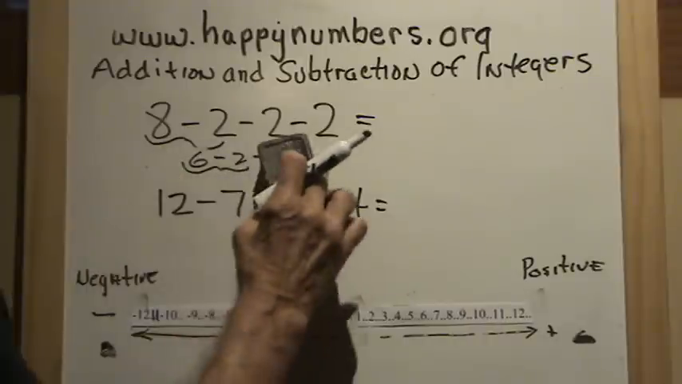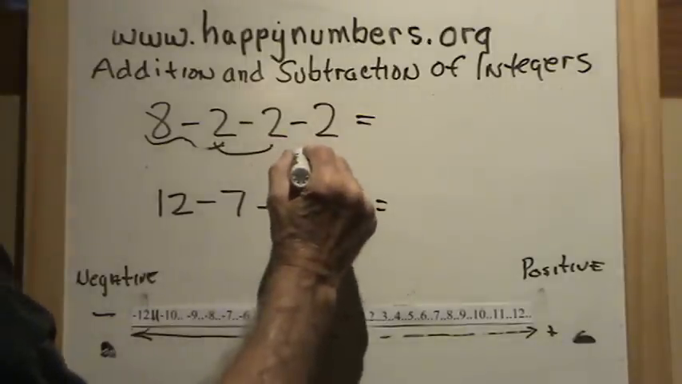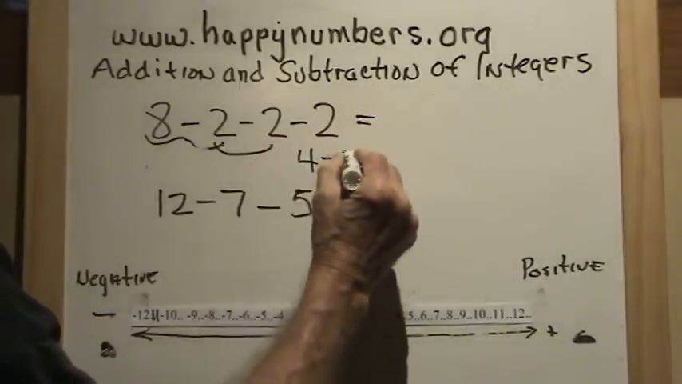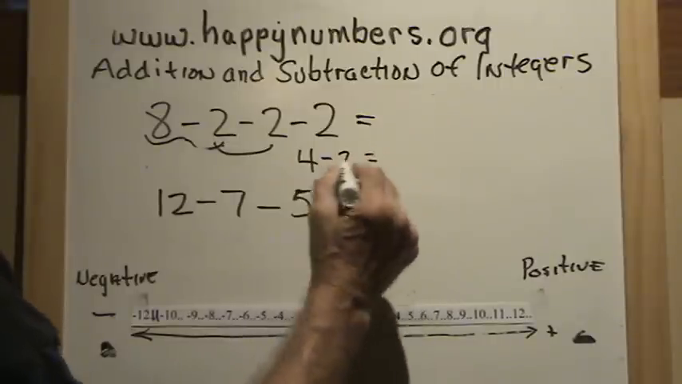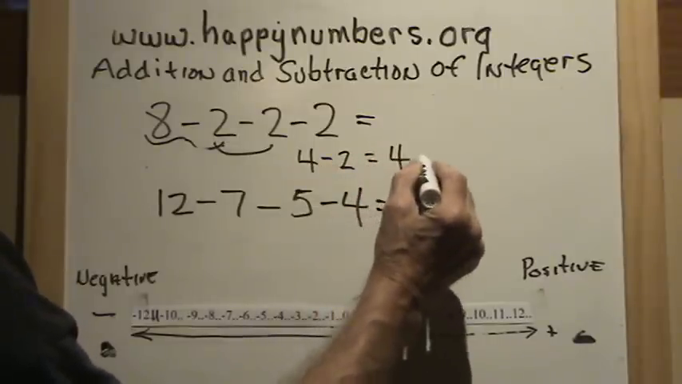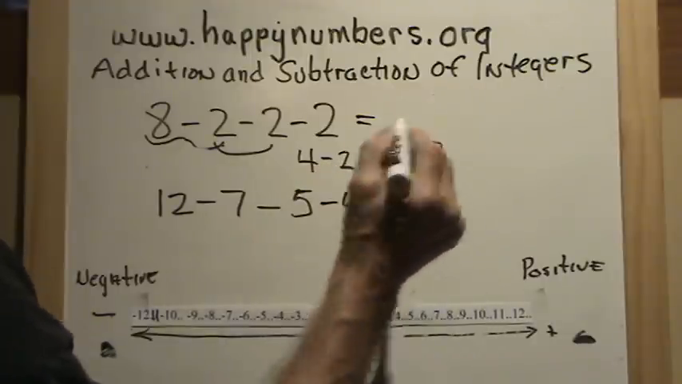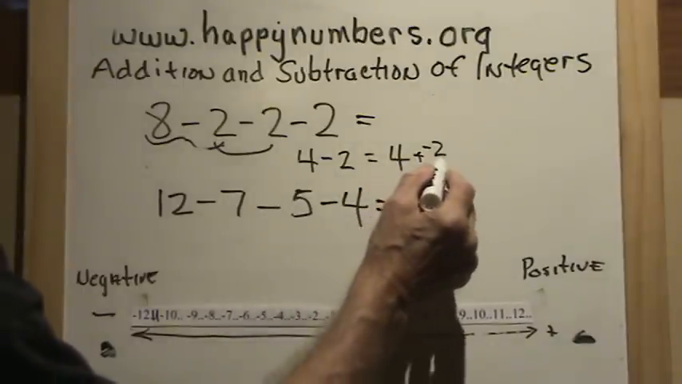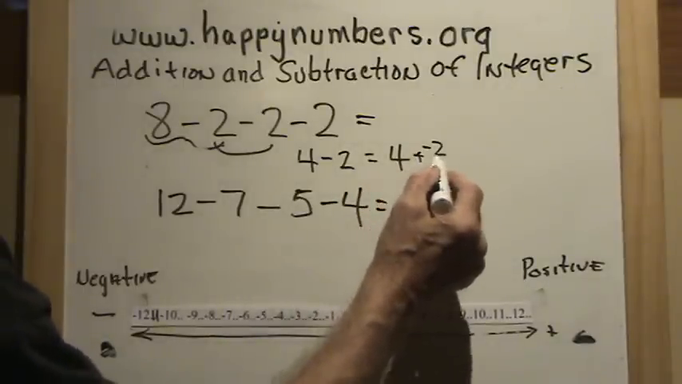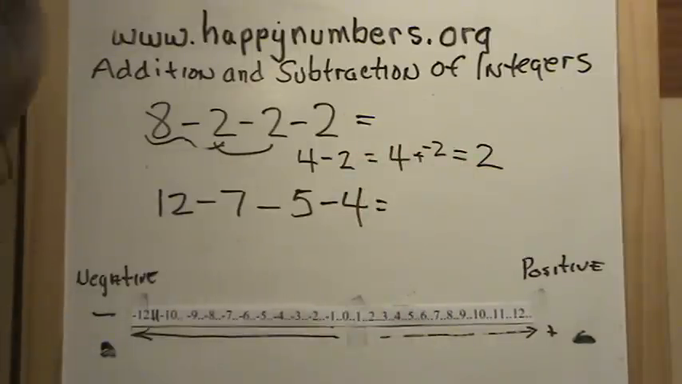4. So now I've dealt with this part too, and so now I have positive 4 minus 2, and I know here that I'm going to rewrite it, positive 4 plus the opposite of 2, negative 2, and I know I take the smaller from the larger, so if I take 2 away from 4, I get 2, and I use the sign of the larger, so my answer is positive 2.